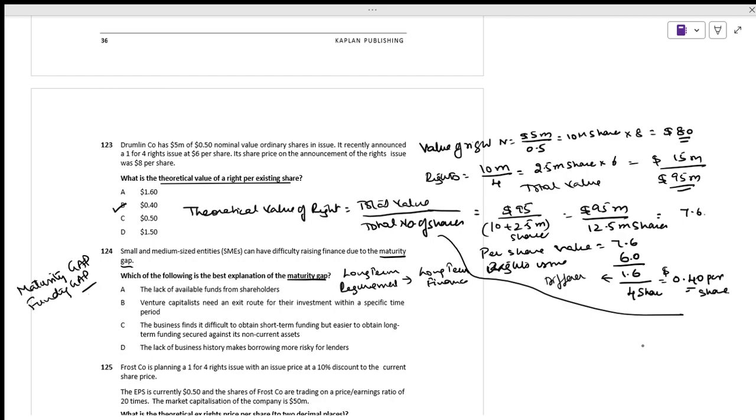Venture capitalists needing an exit route for the investment, no, you are not talking about any exit route. The business finds it difficult to obtain short-term financing but easier to obtain long-term financing. This is where the maturity gap is. We have to match short-term with short-term, long-term with long-term. If you are finding difficulty with the duration, then it is called a maturity gap.